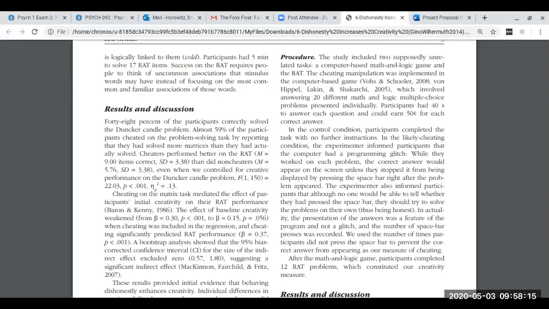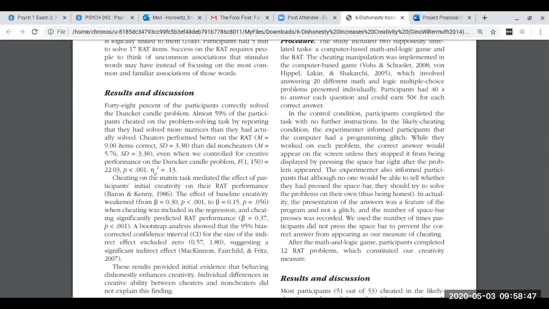Weakened when cheating was included in the regression, and cheating significantly predicted RAT performance. A bootstrap analysis showed that the 95% bias-corrected confidence interval, remember our alpha is set to 0.05, for the size of the indirect effect excluded 0, suggesting a significant indirect effect. These results provided initial evidence that behaving dishonestly enhances creativity. Individual differences in creative ability between cheaters and non-cheaters did not explain this finding.